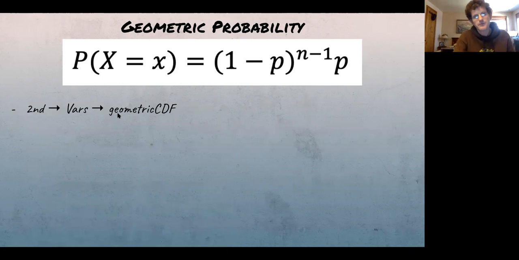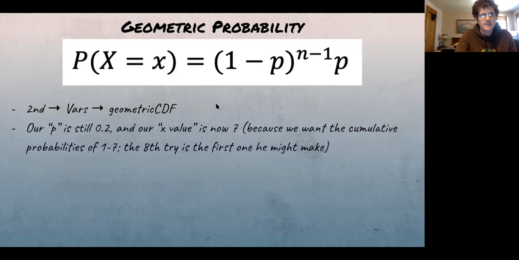So same as before, it's under your distributions menu, the very last option. Our probability that I make a shot is 0.2. And the X value in this case is now going to be 7, because we want the cumulative probability that any of the first through the 7th is the first one I make, and the 8th is the first one that I am allowed to.